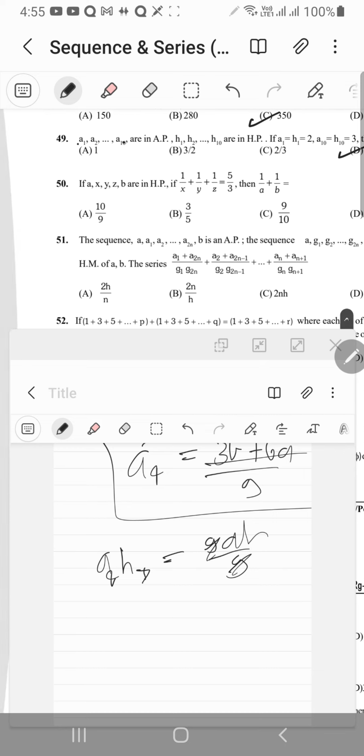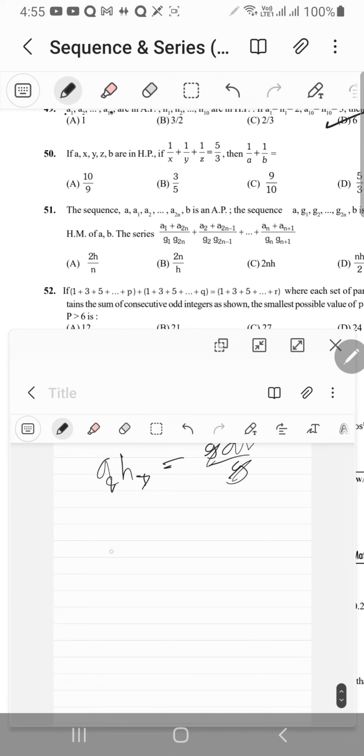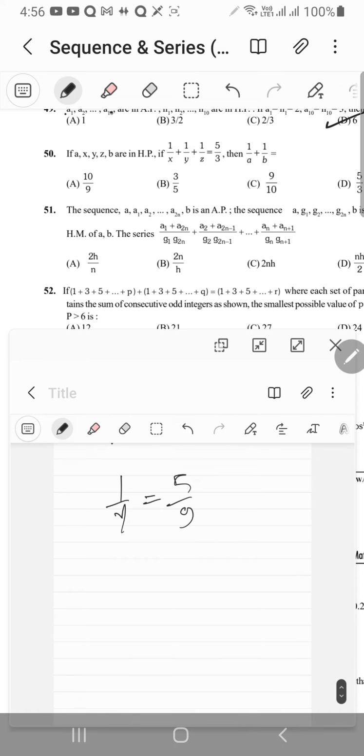Cool. If a, x, y, z, b are in HP, now you know 1 upon y is 5 upon 9. Right, so 5 upon 9 is that. But at the same time, you just know 1 upon a plus 1 upon b, that's just 2 upon y, which would be 10 upon 9. There you go. This was easy.